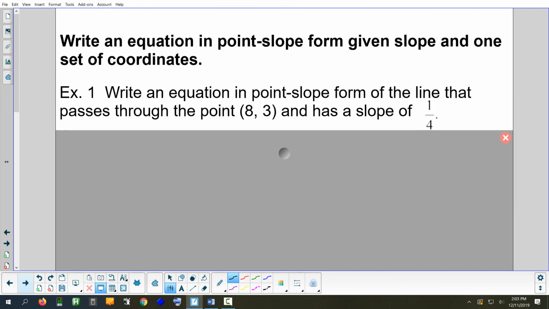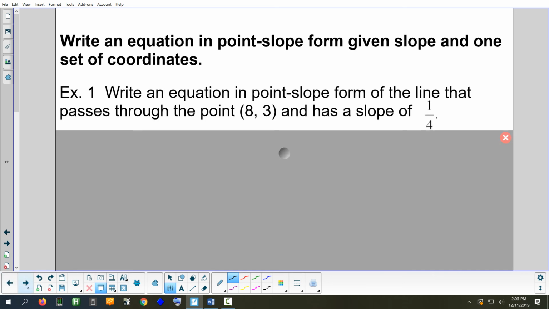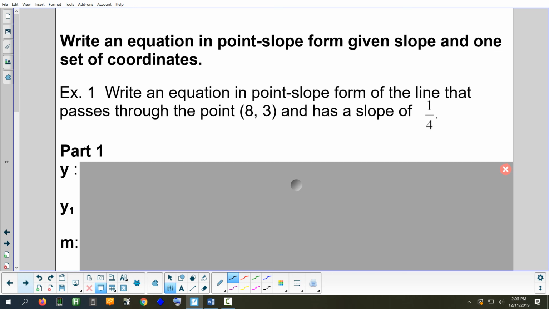All right. So, we're going to go through the steps of example 1 as we do the problem. Example 1, write an equation in point slope form. That's this: y minus y1 equals m times x minus x1. The point that I want you to go through is the coordinate (8, 3), and the slope is 1 over 4. You guys already got that on your guided notes, right? Okay. So, part 1.